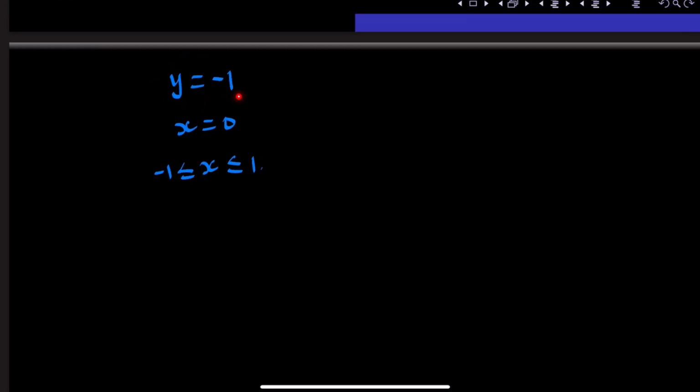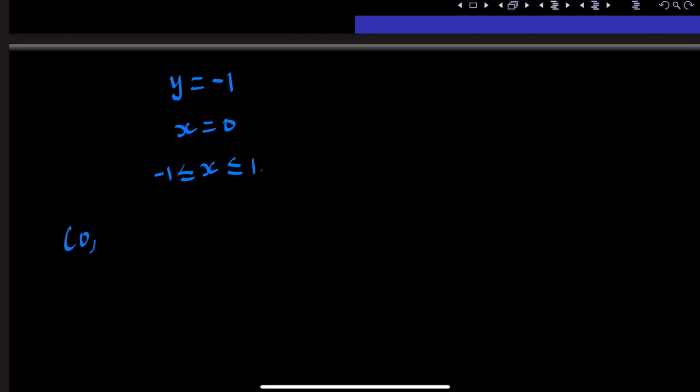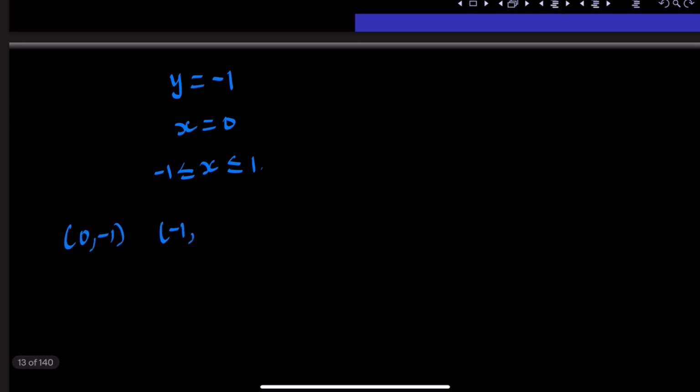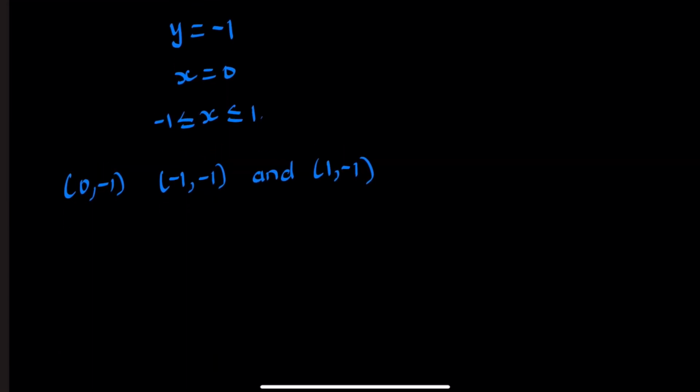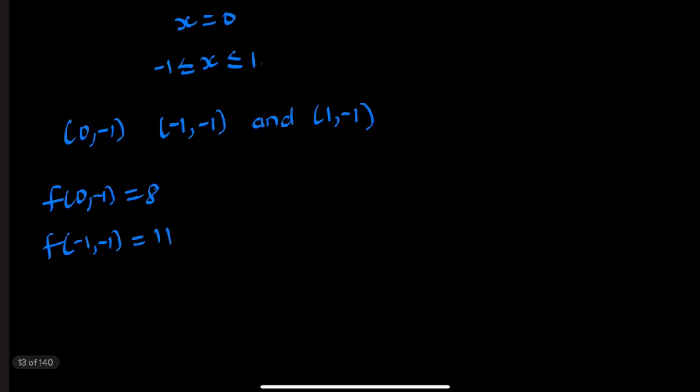Thus, on the line y is equal to -1, we have our critical point to be 0, and the x values lie between -1 and 1. Thus, we have the points (0, -1), (-1, -1), and (1, -1). So we now compute the functional values of these. So you're going to have f(0, -1) is equal to 8. f(-1, -1) is equal to 11. And f(1, -1) is equal to 11.